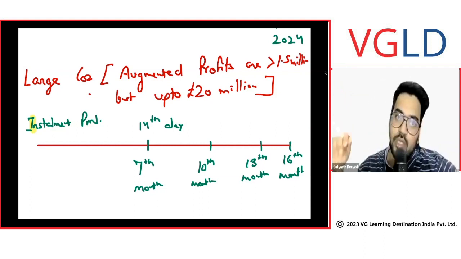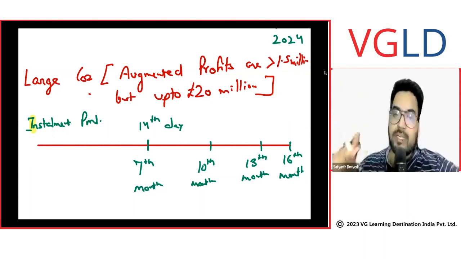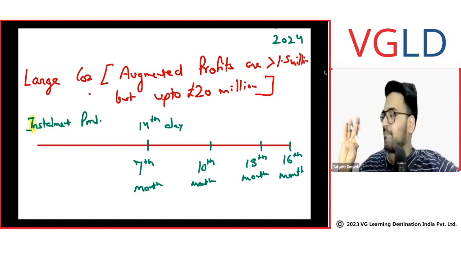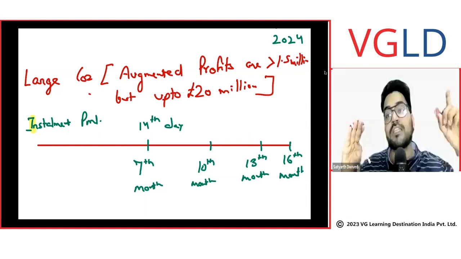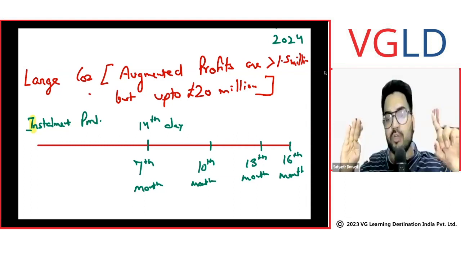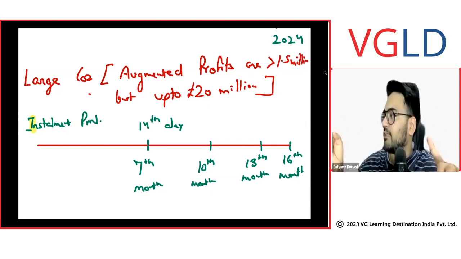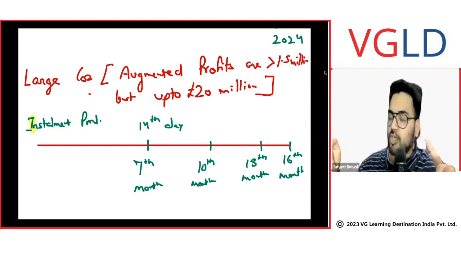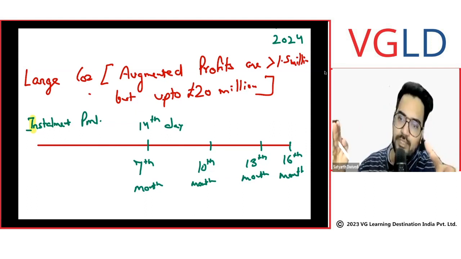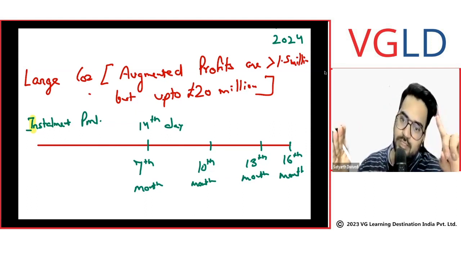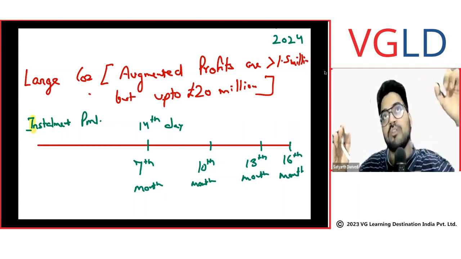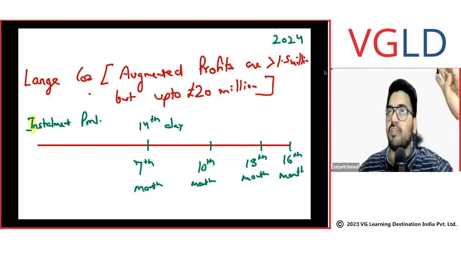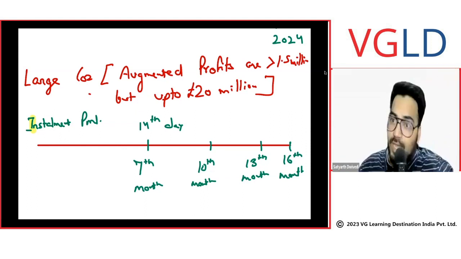Suppose your period ends on 31st of March. So your first payment is going to be when? 7th month. This is April, May, June, July, August, September, October. So 14th of October. Then 10th month is going to be 8, 9, 10. So this is October, November, December, January. Then after January, 13th month. 13th month is April. Then after April, 16th month. April is 13, 14, 15, 16. So April, May, June, July. So July will be your last date of payment.